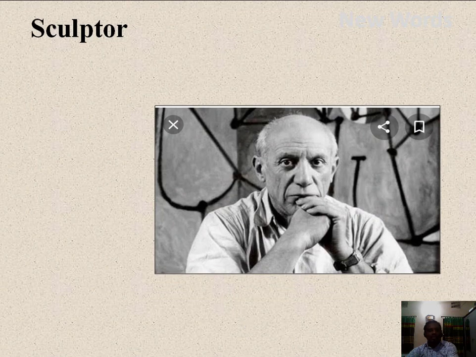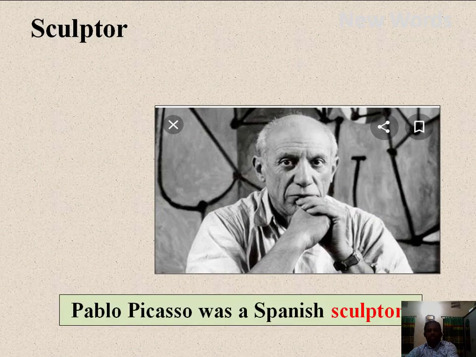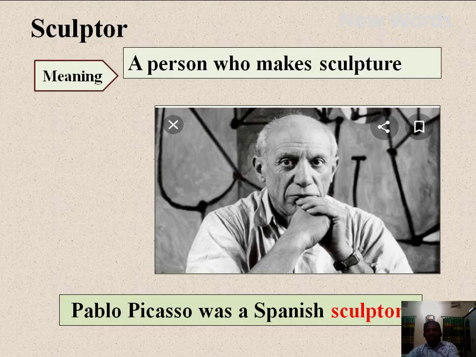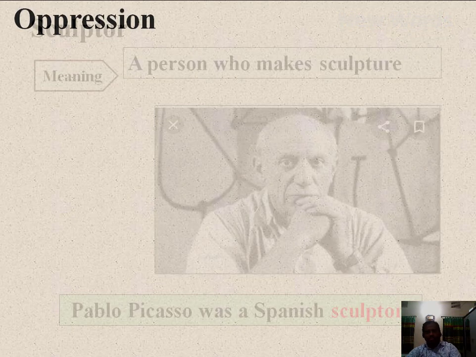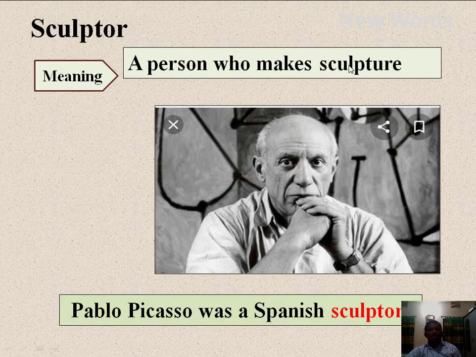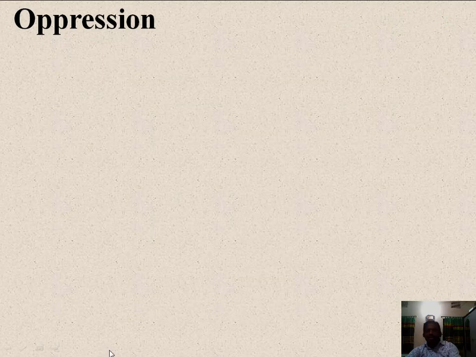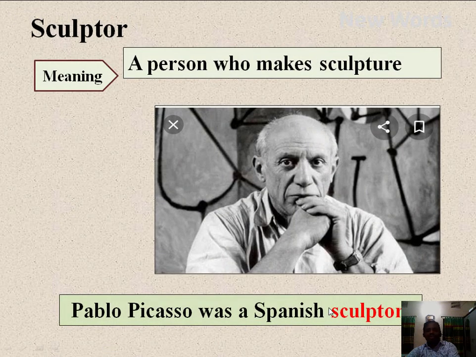Now look at the word sculptor. Sculptor, the meaning of the word: a person who makes sculpture. Use of this word in a sentence: Pablo Picasso was a Spanish sculptor.